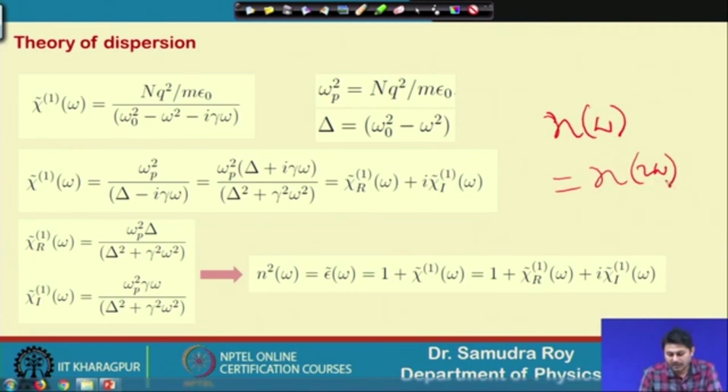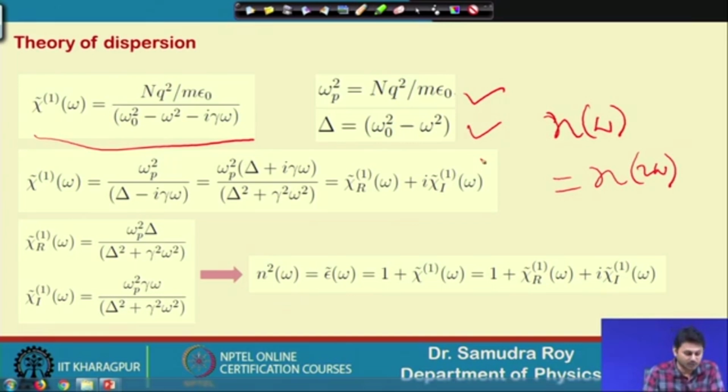Now, n of omega is equal to n of 2 omega, is it never possible, and why is it never possible? Let us try to understand through our dispersion theory. So, we know that this susceptibility can be represented as a function of frequency in this way, and then we can write this susceptibility, if this is a plasma frequency, and if I put this as delta, this is the thing we have already done.